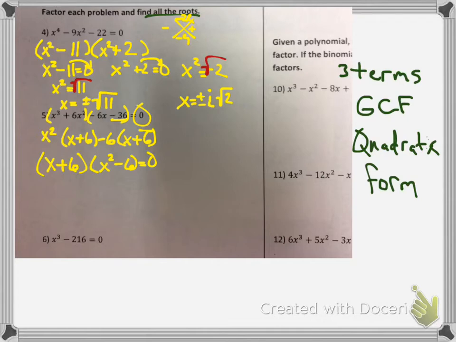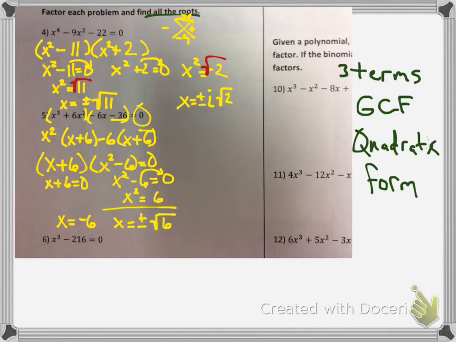So now I'm going to say, well, x plus 6 equal to 0 is x equals negative 6, because you just move it over and you're done. But this one is x squared minus 6 equals 0. You move the 6 over, and you've got x squared is equal to 6. Take the square root, and you're saying x is equal to plus or minus square root of 6. And that's it. And there's your 3 answers.